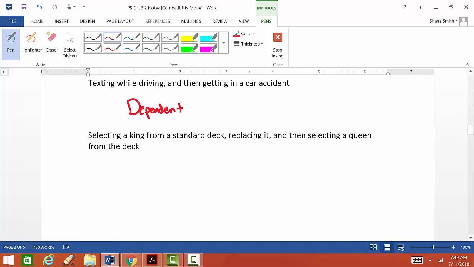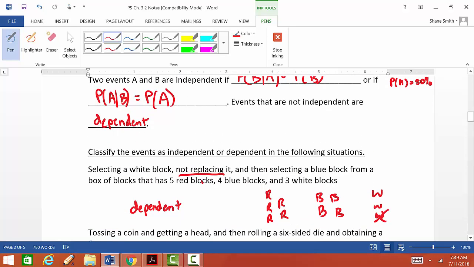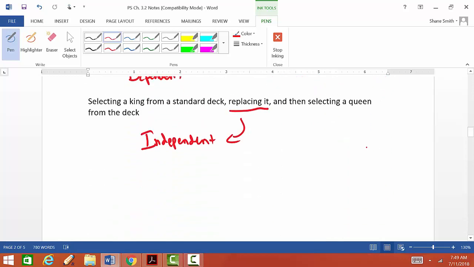Okay, and then selecting a king from a standard deck, replacing it, and then selecting a queen. Well, this is independent, and the key here, why this is independent, is we're replacing it, right? So with replacement is independent, and if we go back to the first problem, not replacing is dependent. And that's because if you replace it, it's like nothing's changed. And the probability of drawing the queen will be the same as if you drew the king and replaced it, or if you didn't draw the king at all.